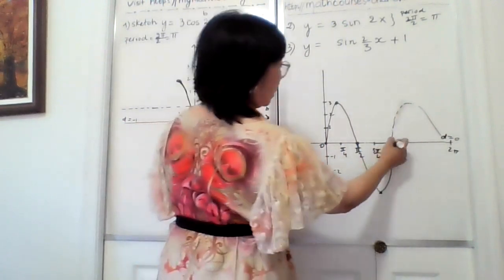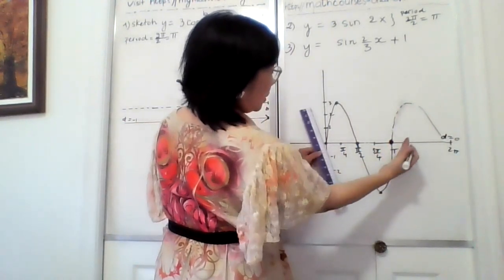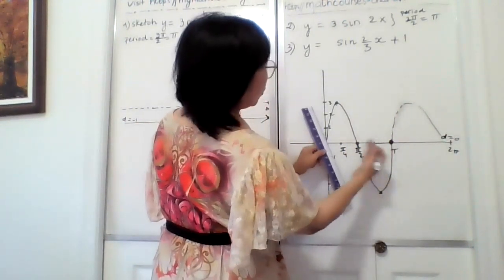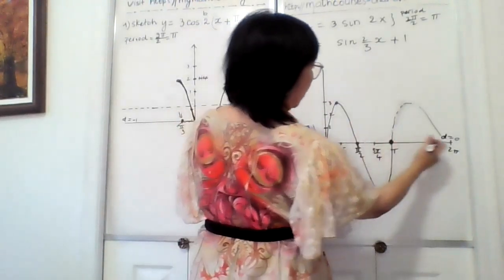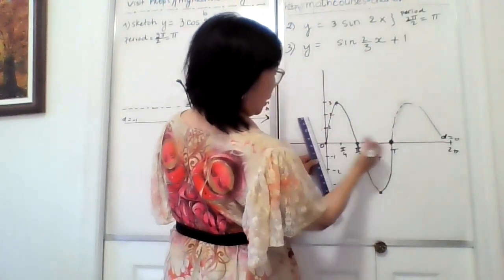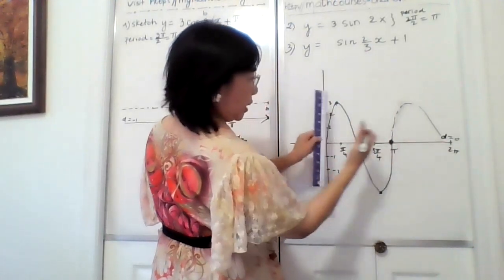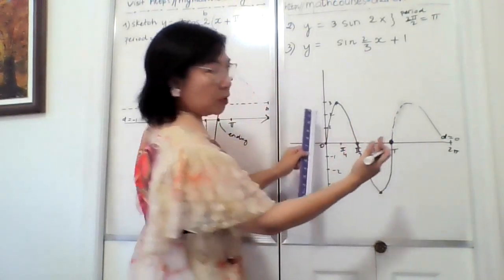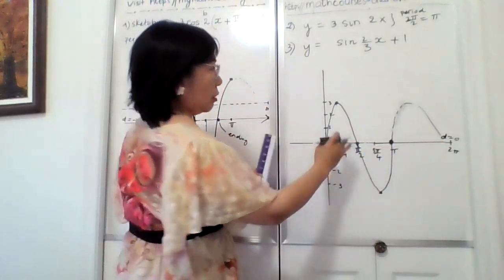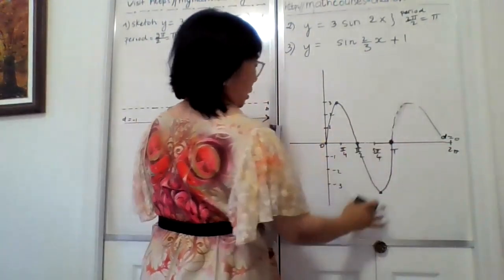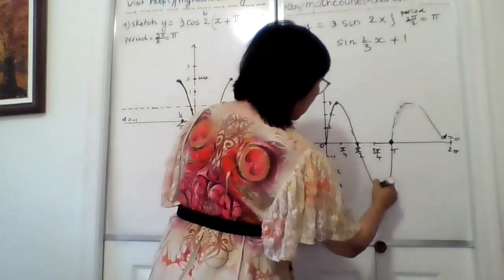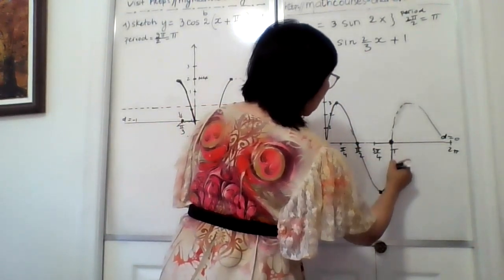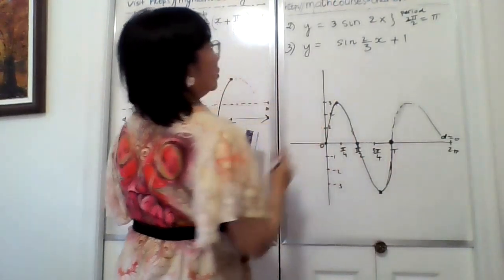y equals 3 sine 2x. And you can see that the horizontal squeeze by a factor of 2 means that instead of the period being 2 pi, now one cycle is pi. So the shape of the wave is narrowing, right? Narrowing. Okay, so this is how we sketch number 2. And that's our wave.